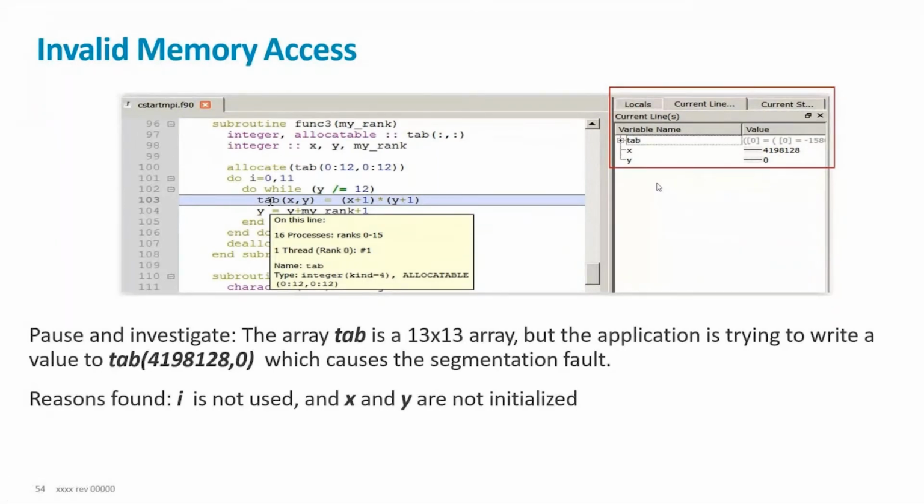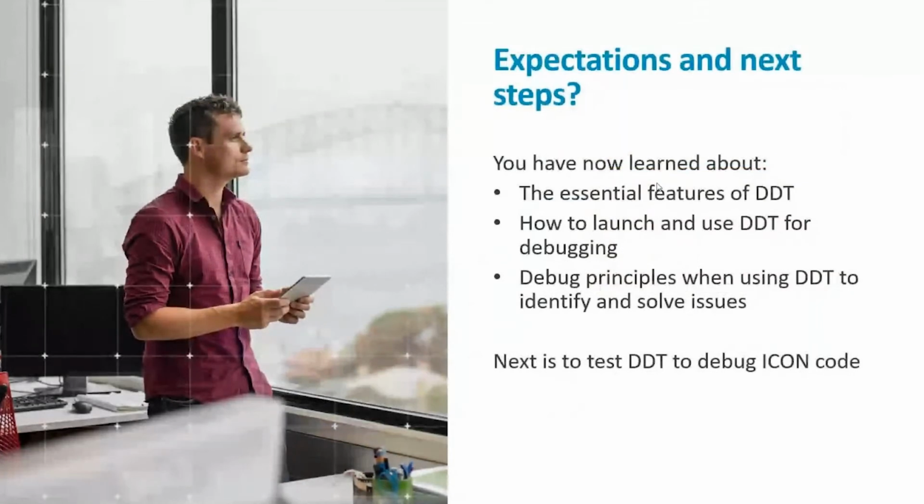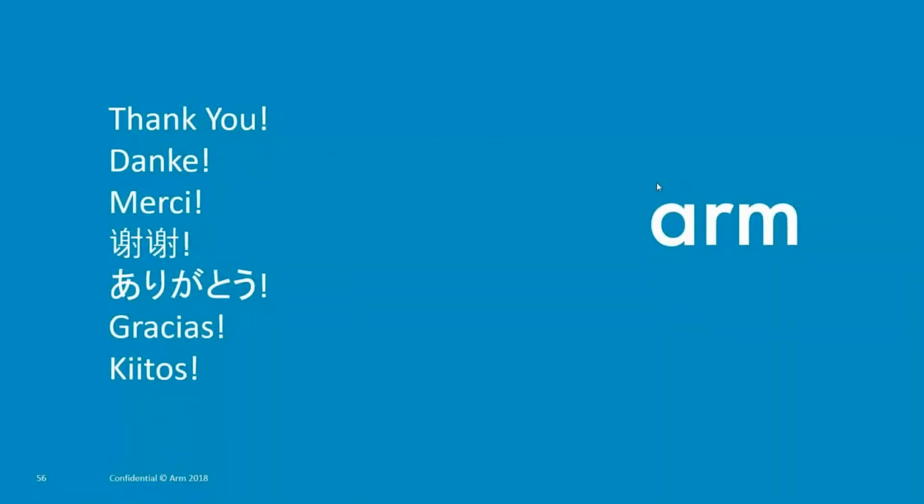So we've seen the essential features of DDT, how to launch it, and the basic features available in the DDT window, some basic principles. We can now move on to having a look at how to debug something from your side. Thanks, everyone, and thank you, Florian.